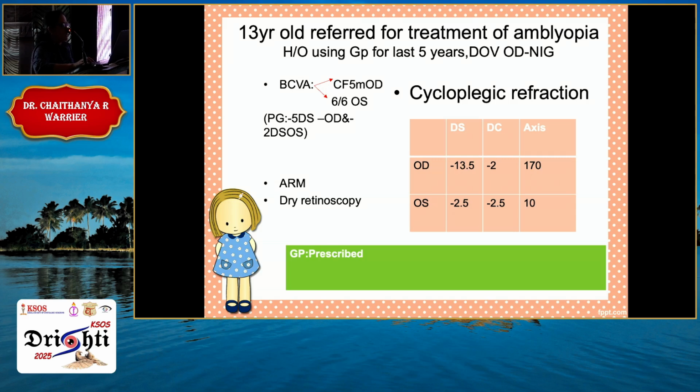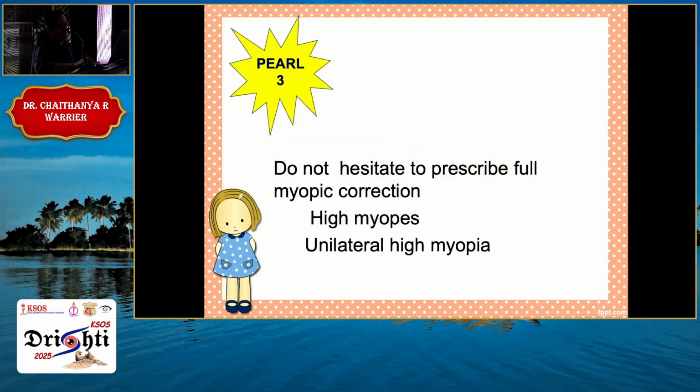Another 13-year-old child was referred to me for treatment of amblyopia. She had been using glasses for the last 5 years, but the BCVA in the right eye was only CF 5 meter. Why is it amblyopic? Because she was unilateral high myopic. She was given an undercorrected glass in the right eye. So we need to prescribe full correction. Pearl number 3: do not hesitate to prescribe full myopic correction, especially in high myopes or in unilateral high refractive errors.